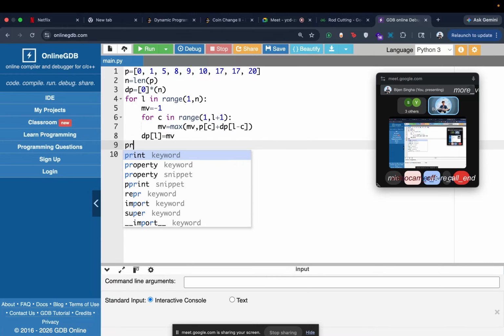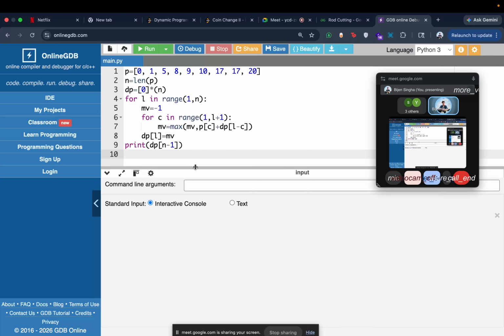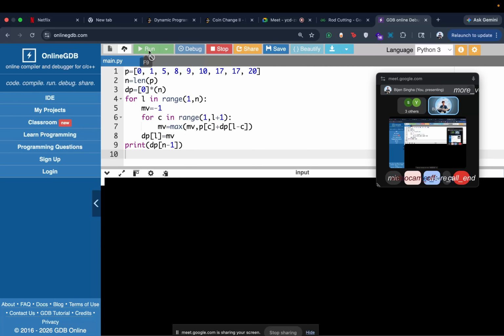Now let's print it. Let's print the dp of n, not n, dp of n minus 1, that is 8. Clear with this? Are you understanding a little bit of the overall thing? Okay, let's run it.